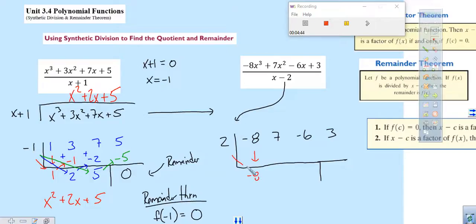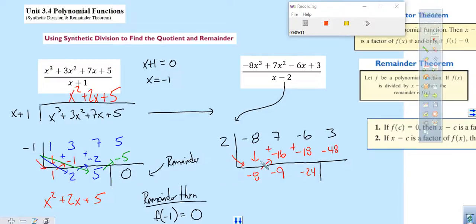We multiply the +2 times the -8. That gives us -16. We add, that gives us -9. We multiply, we get -18. We add, we get negative 24. We multiply, we get negative 48.